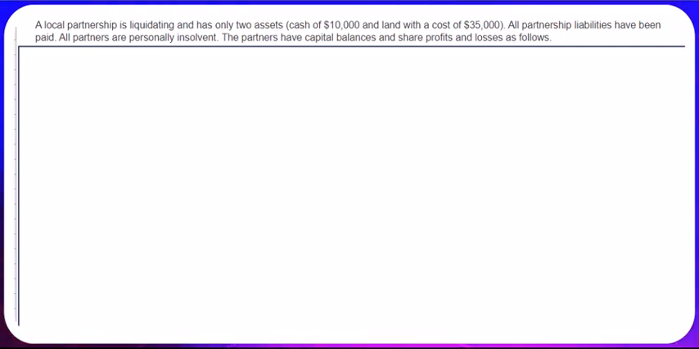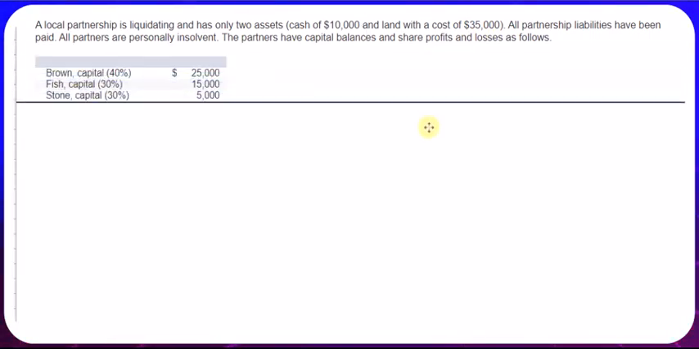Okay, let's go over this partnership liquidation. Here's what it says. A local partnership is liquidating. It has only two assets, cash of $10,000 and land with a cost of $35,000. All the partnership liabilities have been paid. So the partners are personally insolvent and they have capital balances and share profits as what you can see here.